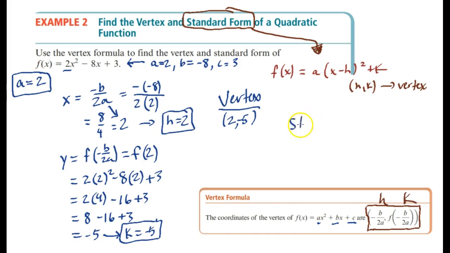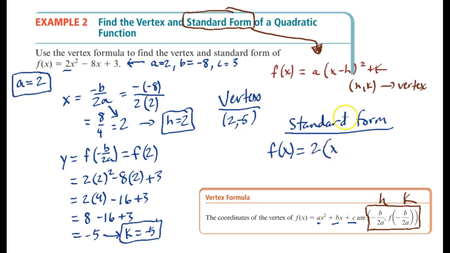So the standard form for the quadratic function is f of x equals a, which is 2, times (x minus h), where h is 2. Remember, it's always minus, it's the opposite sign, and then you square that, plus k. So plus negative 5, so that's just minus 5. All right, so there's the standard form. You should notice that this graph will look exactly like this graph. So we found the correct standard form.